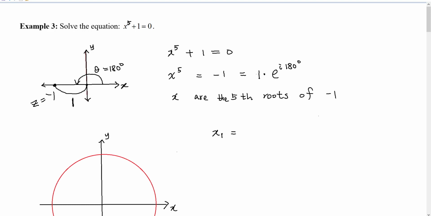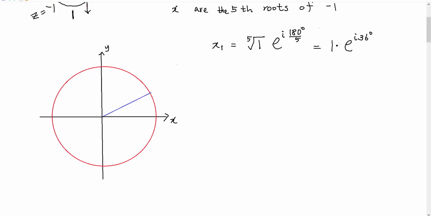Since this is the complex number whose fifth root you're looking for, the fifth roots are the x values, the solution values. So I'm going to get a fifth root of 1, and then e to the i, where the first fifth root angle will be 180 divided by 5. Fifth root of 1 is just 1. So 1 times e to the i 180 divided by 5, which is 36 degrees, I believe.